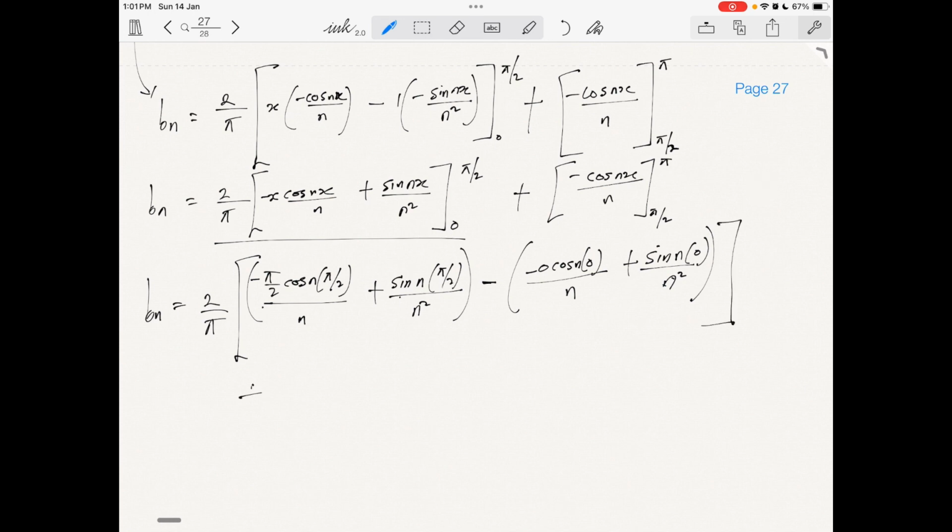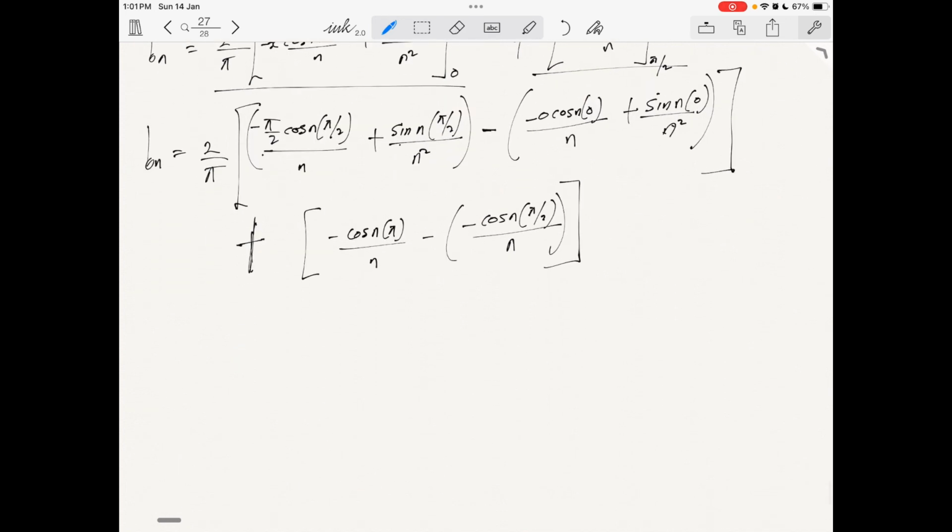Now we add the upper limit and lower limit for the second part with addition sign in between them. The upper limit is pi, and gives us minus cos n pi over n. The lower limit is pi over 2, and gives us minus, into minus cos n pi over 2 over n.